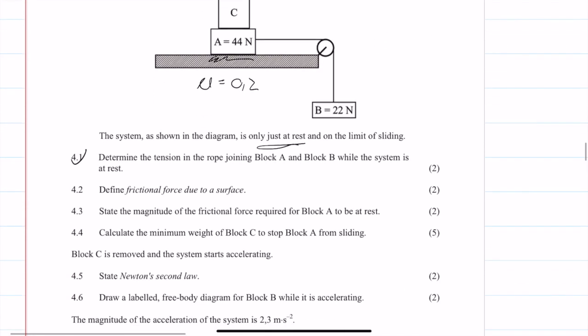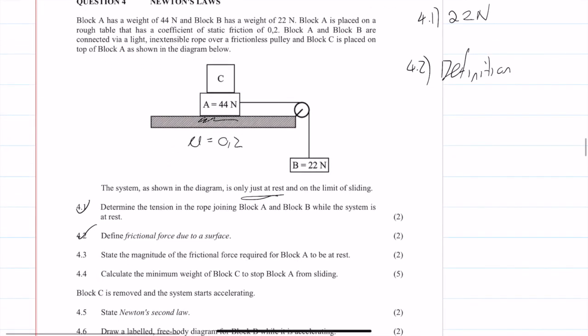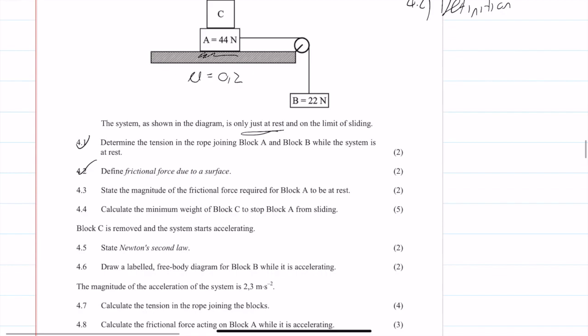Question 4.2, define frictional force due to a surface. This is a definition. The frictional force due to a surface is the force that opposes the motion of an object and acts parallel to the surface with which the object is in contact. Basically, it opposes the direction of the motion and is parallel to the surface.